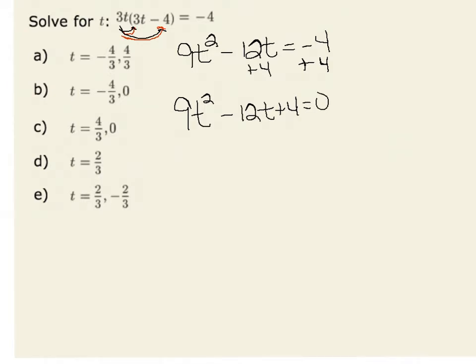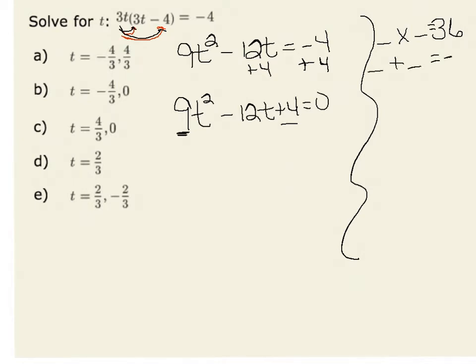Looking at this quadratic, I am going to try to factor it, and one way I could factor it is using factor by grouping. In factor by grouping, I am looking for two numbers whose product is equal to 9 times 4, or 36. I am also looking for those numbers to add to the middle term, which is negative 12. So two numbers who multiply to a positive 36 but add to a negative 12 would be negative 6 and negative 6.